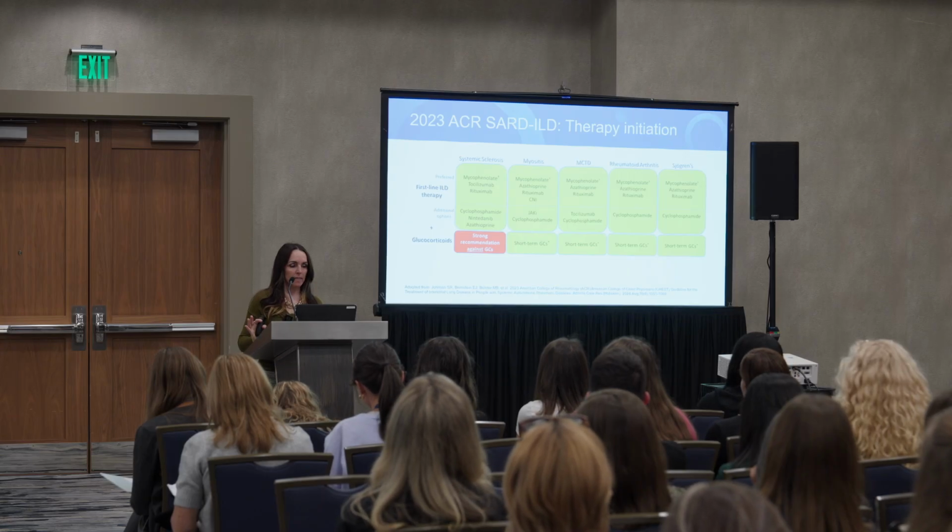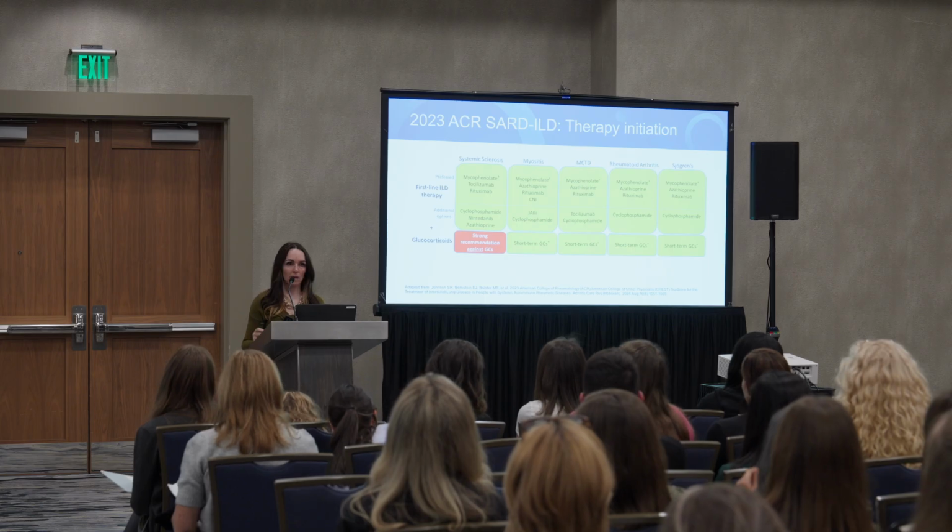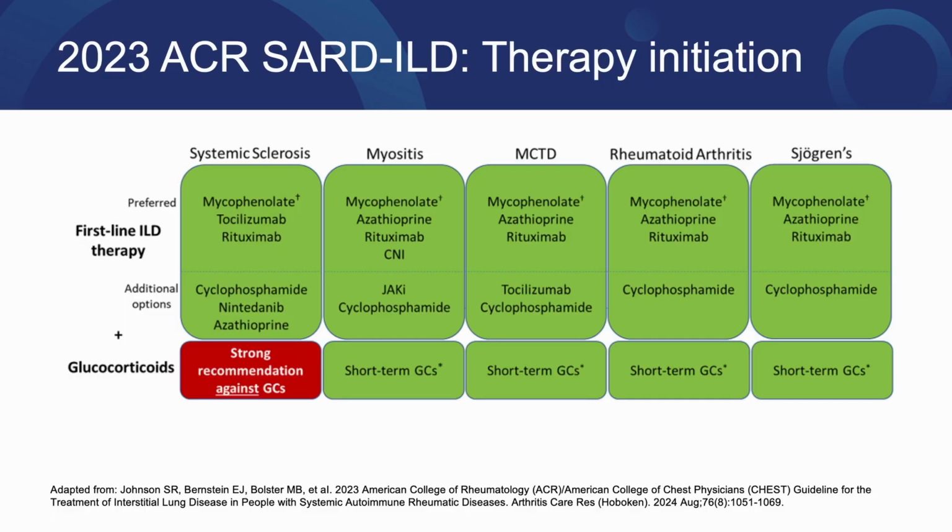Are you guys familiar with this ACR? I see a lot of heads shaking. Okay, I won't spend a whole lot of time here, but it's talking about first-line therapy based on systemic sclerosis, myositis, mixed connective tissue disease, rheumatoid, and Sjogren's, and what first-line therapies are recommended and when glucocorticosteroids are recommended in these patients.